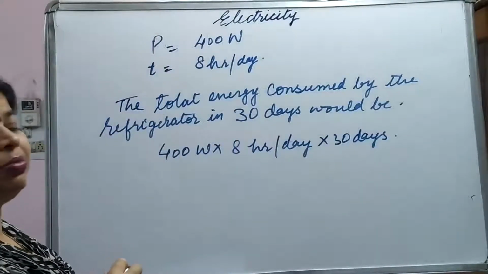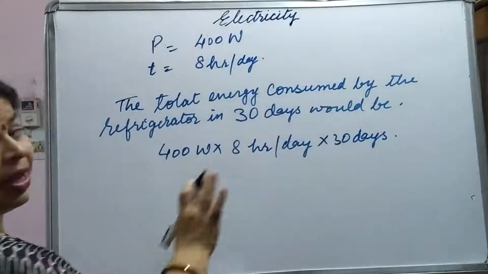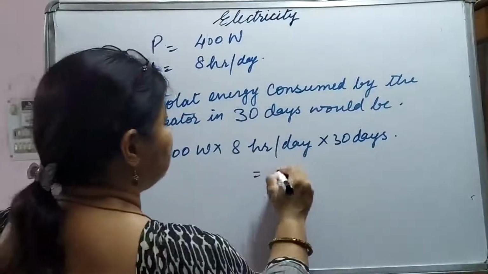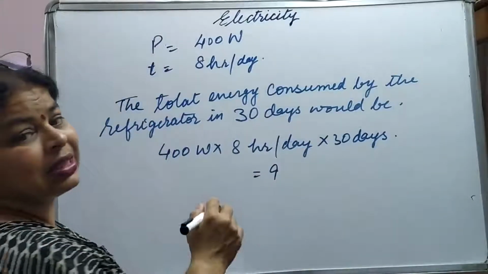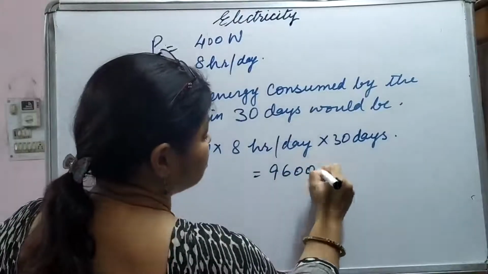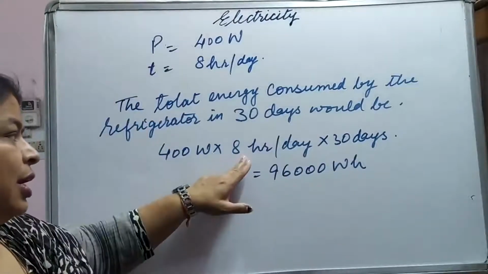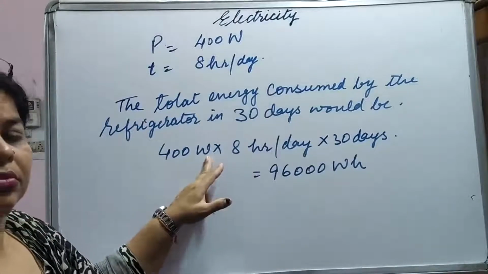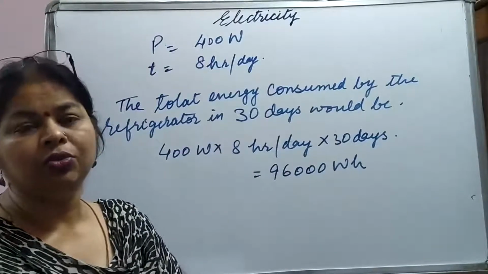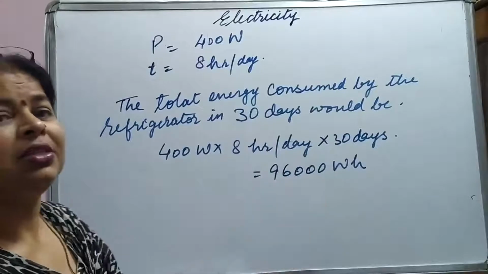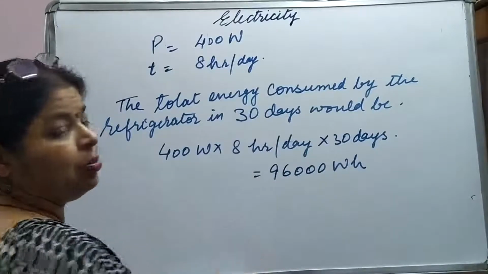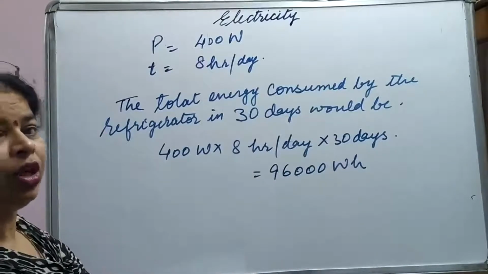Okay, so it becomes what? We are going to multiply all and we will get 96,000 watt hour. Okay, so we have converted it into this. So it means we will convert it into kilowatt hour because our question is related to kilowatt hour.